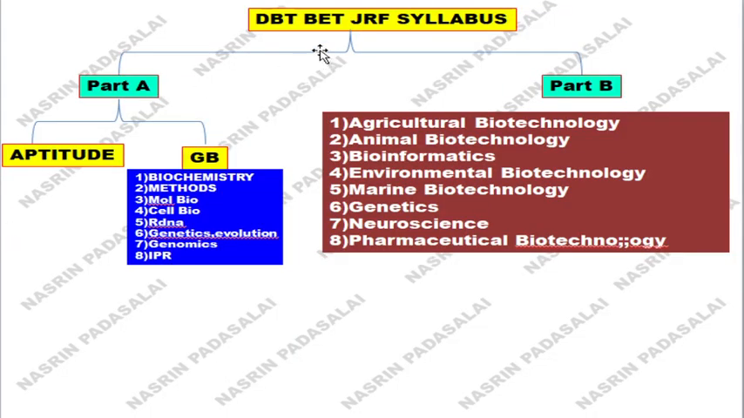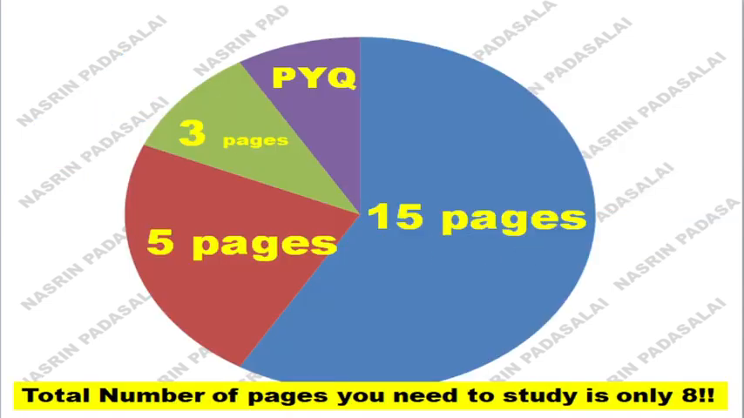And this is the DBT BET JRF syllabus, friends. So part A, part B. Aptitude also you can just leave. No need to study aptitude, no need to worry about it, and no need to attempt aptitude questions. With respect to general biotechnology, you have biochemistry, methods in biology, molecular biology, cell biology, DNA, genetics, genomics, and IPR. At part B, this is the syllabus, and this is what I analyzed.